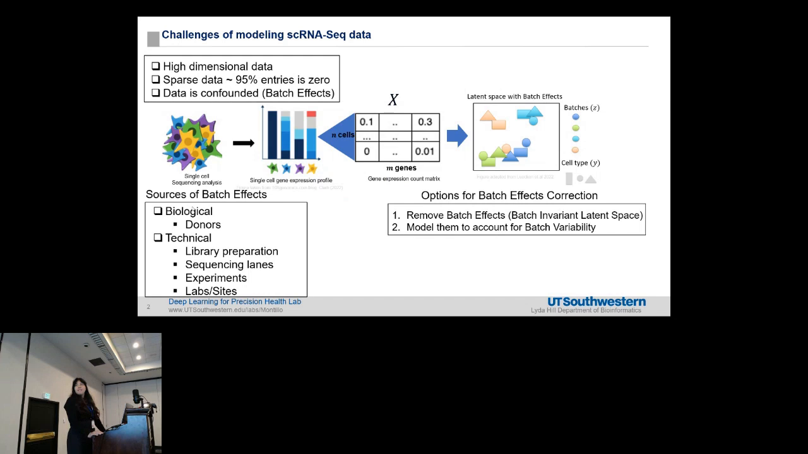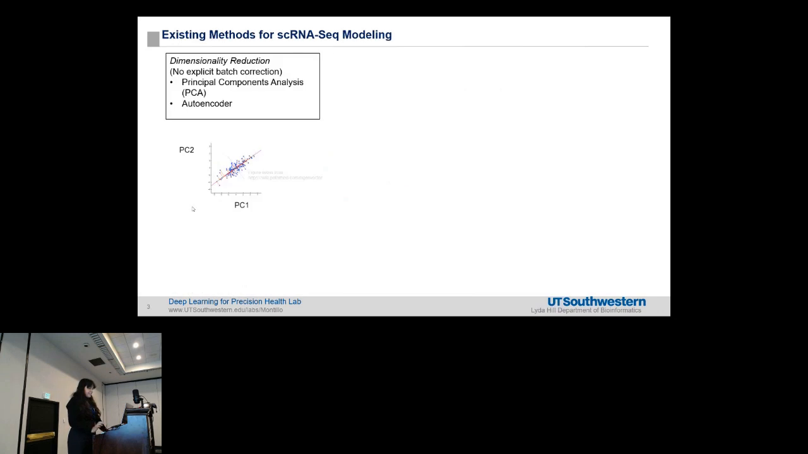Some options that you have for batch effects correction is to remove the batch effects to have a batch invariant latent space, like the blue one that we have down there, in which the cells cluster by cell type instead of by batch, or to model them to account for batch variability. So we like the second option because we think that some batch effect correction methods remove important biological information, and they may even remove important donor information.